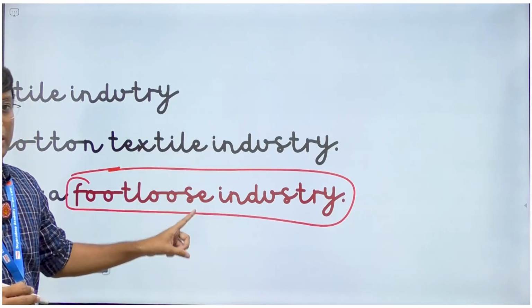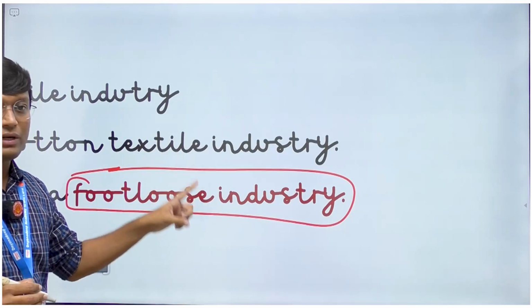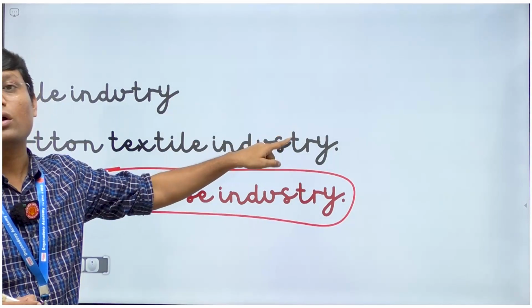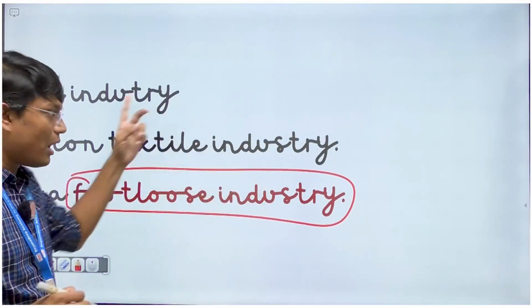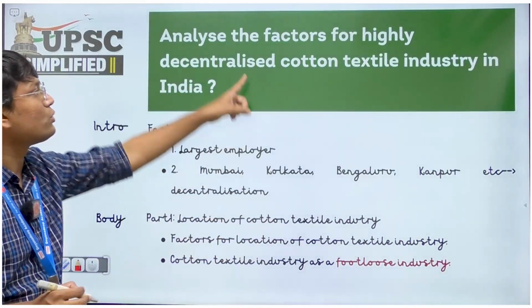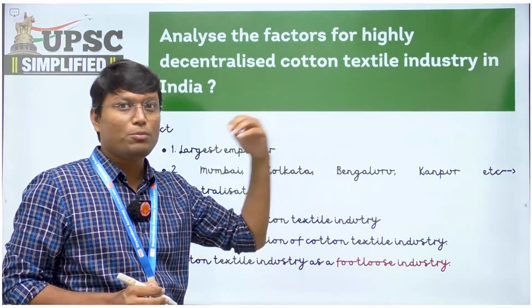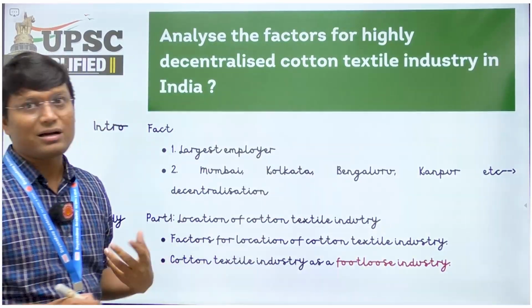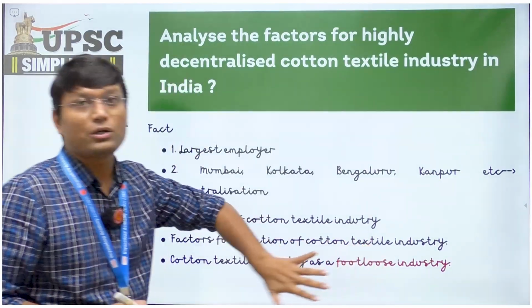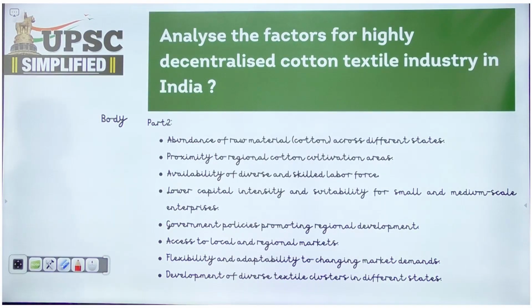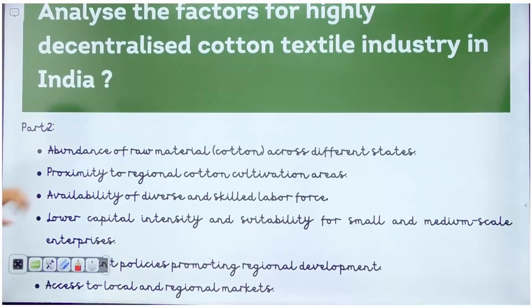And that is the precise reason why we are witnessing decentralization of cotton textile industry in India. Right? Now you are directly hitting the right point. Okay? If you do not mention this particular point, you may end up losing half or 1 mark. And if you highlight this point, you perfectly set the tone for your answer. Now, in part 2, I'll directly mention what all factors have played a role in decentralization of cotton textile industry.